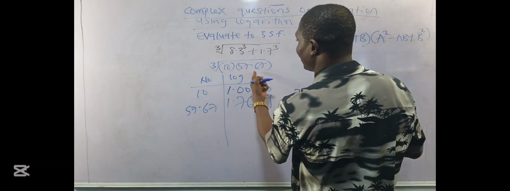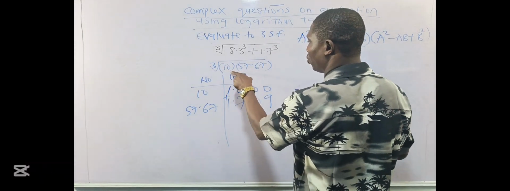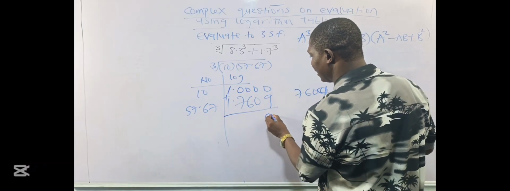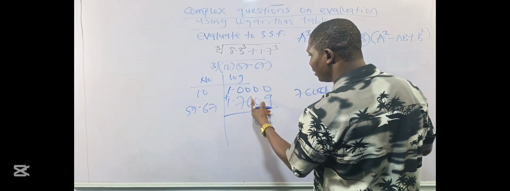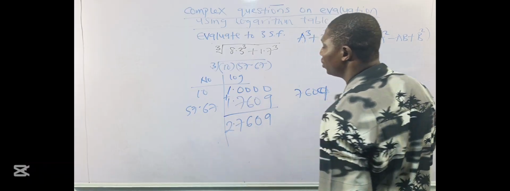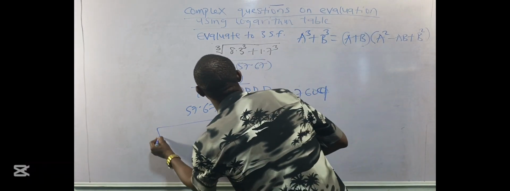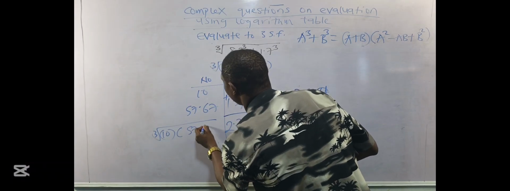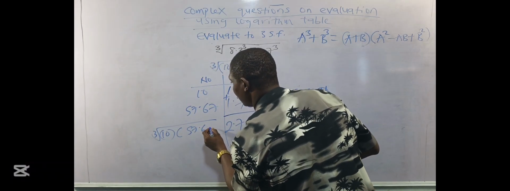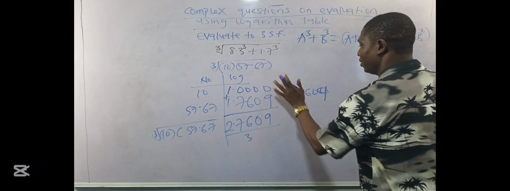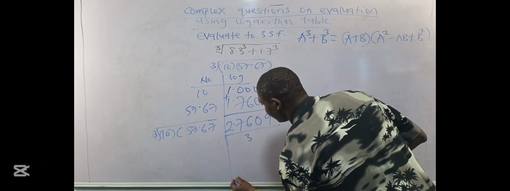Now, multiplication means addition, so I put my addition because this is bracket and bracket means multiplication. So 0 plus 9 is 9, 0, 0, 0, 0, 6, 6, 0, 7, 7, point 2. So I have the third root of 10 in bracket 57.67. So I have to divide this by 3. So let's do that.